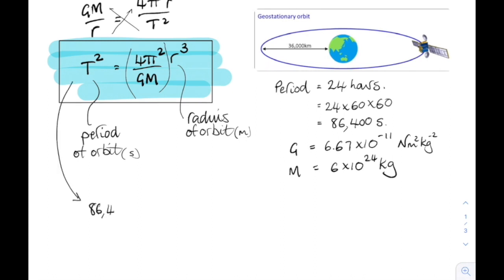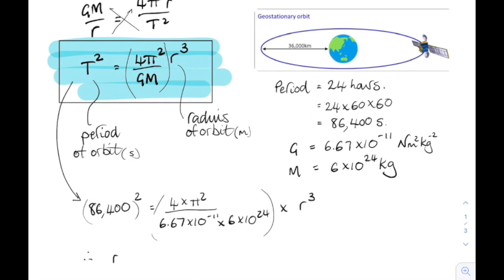The period was 86,400, so let's square that. That's equal to 4 times pi squared over 6.67 times 10 to the minus 11 times the mass of the Earth, 6 times 10 to the 24. Let's bracket all of that, and that's times r cubed.